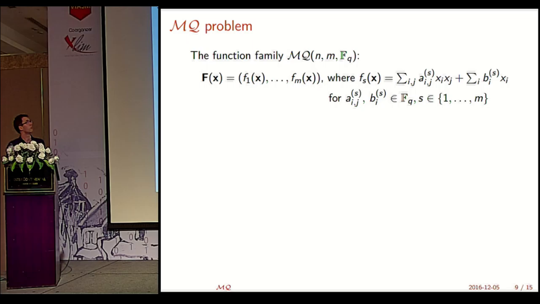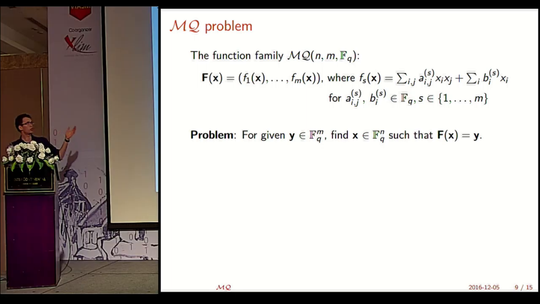And it's defined as follows. We take a function family MQ over some M, N, and FQ. All of these are polynomials that are quadratic. So basically, they consist of quadratic terms and linear terms. And they have coefficients. Together, all these coefficients make up an instance of such a problem.